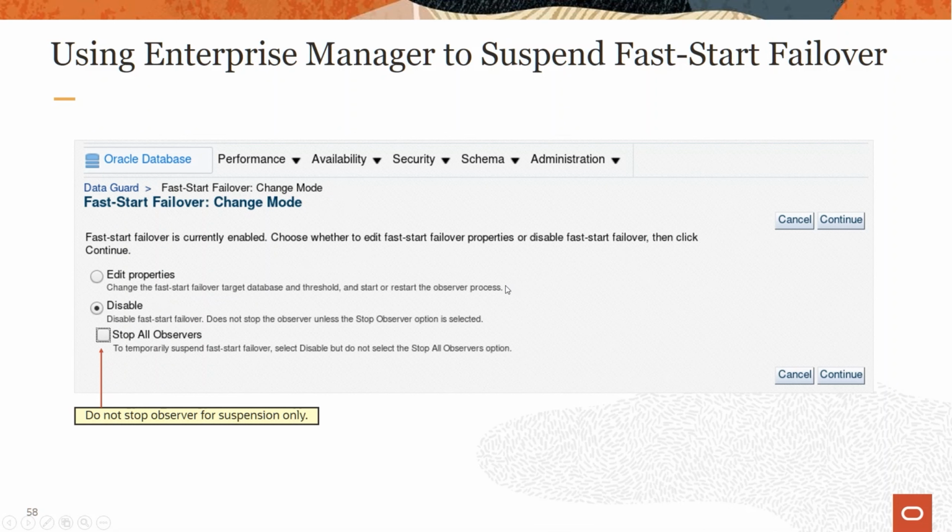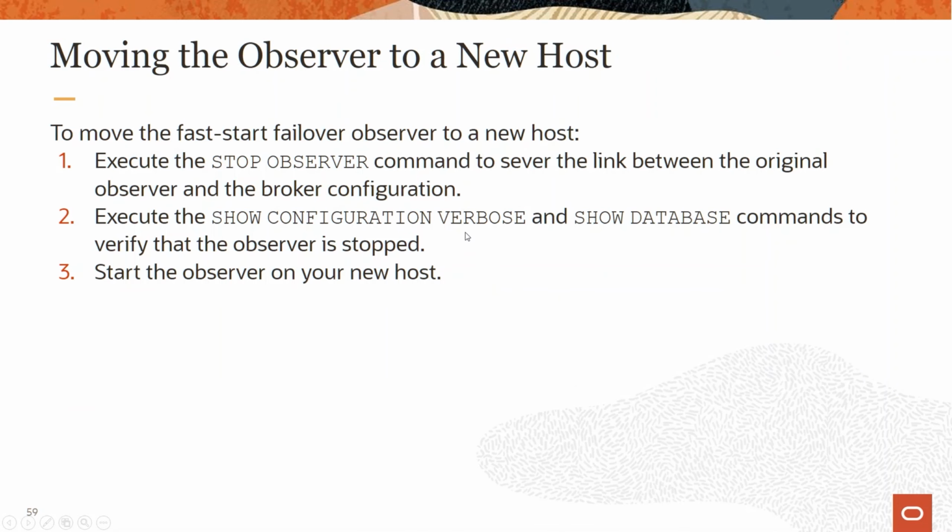And if you want to move the observer to a new host, you stop the observer, and then you can start the observer in the new host. So that's an easy way to move the observer. And also you can configure multiple observers. So you can choose an active observer in a specific host, and then you can also start backup observers as well. So you can easily configure multiple observers in a single DataGuard configuration.